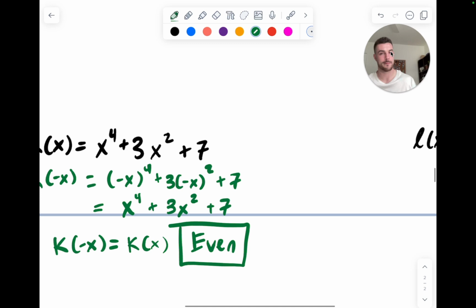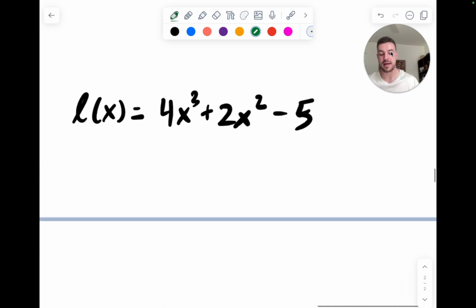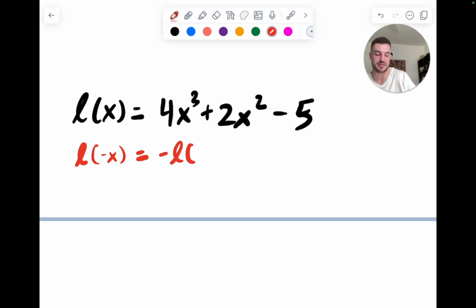One more. Now I've got L of x here, and I have 4x to the third plus 2x to the second minus 5. Let's do some red here. So L of negative x, we should be through this at this point, but if I get out the opposite of L of x, then that means it is odd. If I get out the exact same thing as L of x, that means it is even, or something in between would be neither.